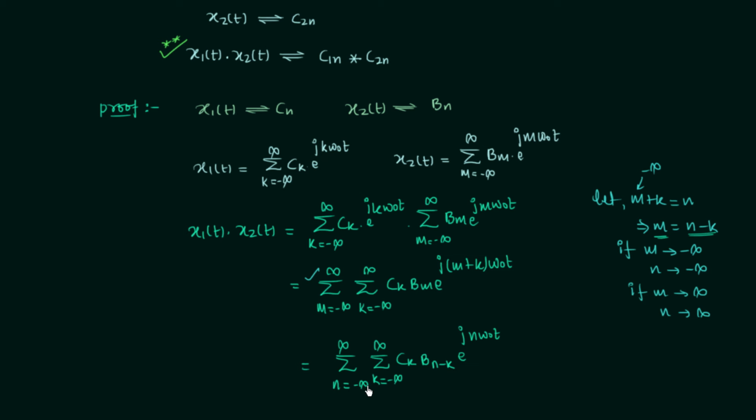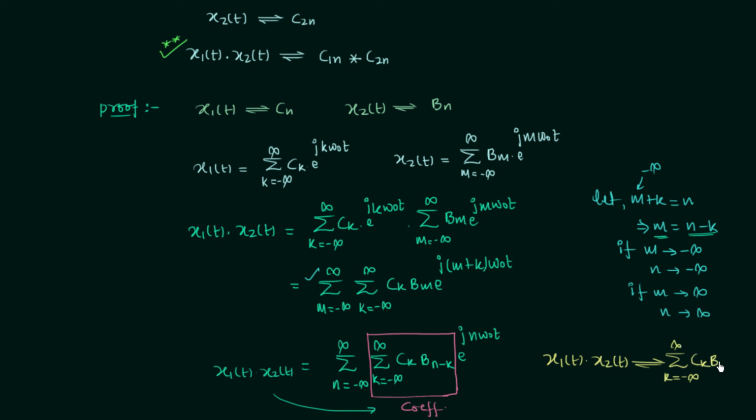Now compare this with the standard formula of complex exponential Fourier series expansion, and you will find summation k equal to minus infinity to infinity, ck b(n minus k) is equal to the complex exponential Fourier coefficient. So this is the coefficient of signal x1(t) multiplied by signal x2(t). So this is very clear now. If we multiply x1(t) and x2(t), we will get the coefficient which is equal to summation k equal to minus infinity to infinity, ck b(n minus k).